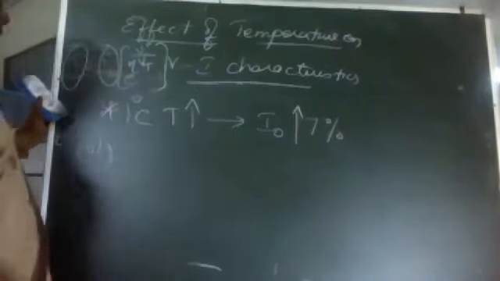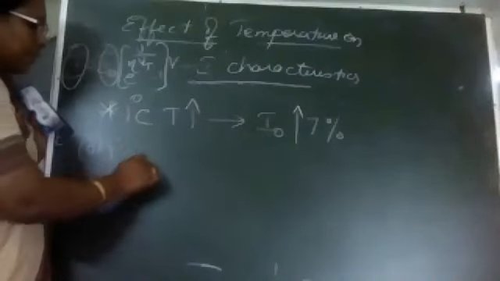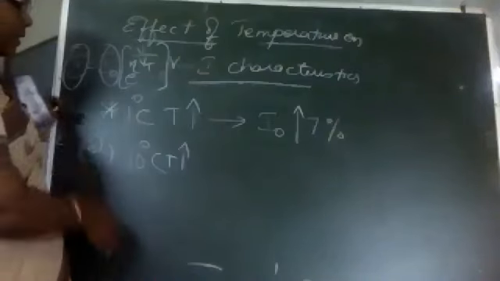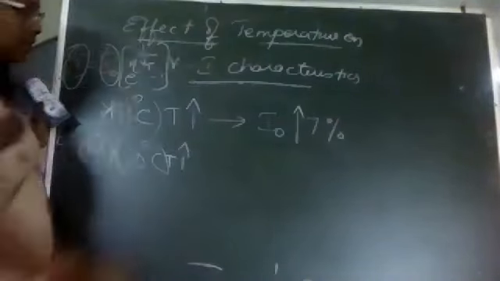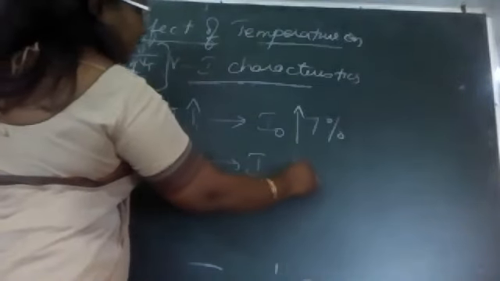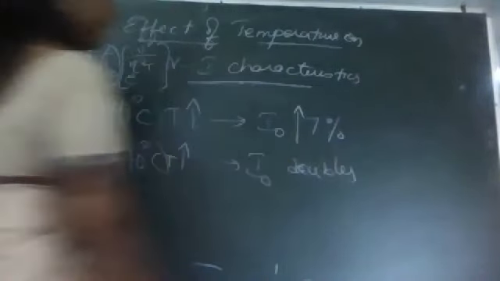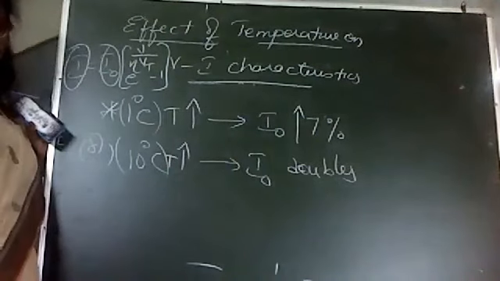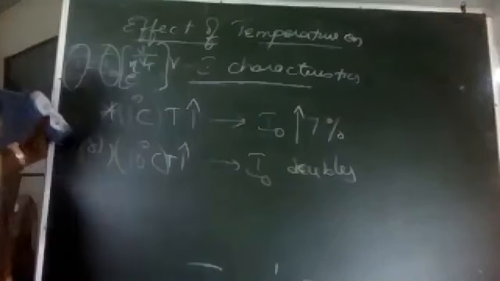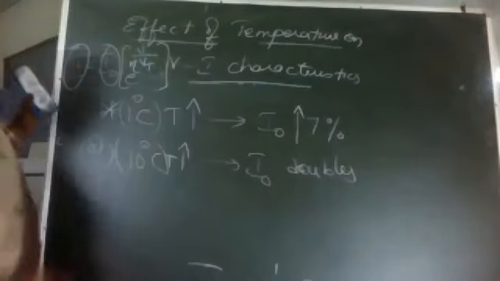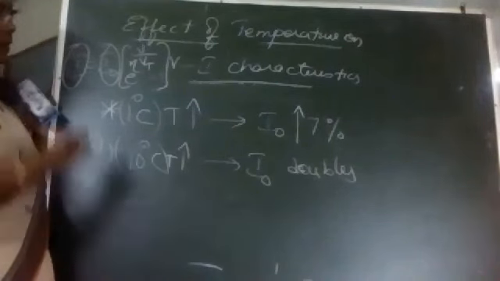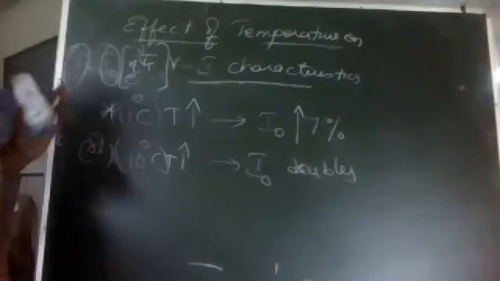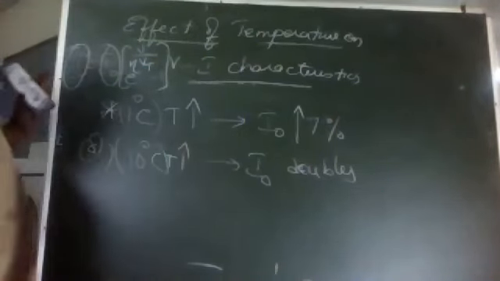So what we do is, we also say the same statement as, for every 10 degrees rise in temperature, we say that the reverse saturation current almost doubles. So this is how we have the relation between the characteristics and the temperature.